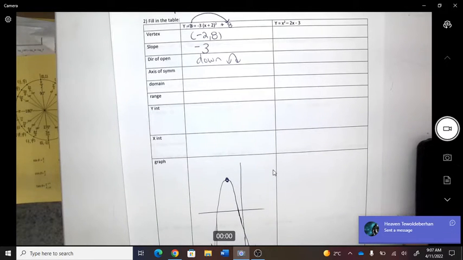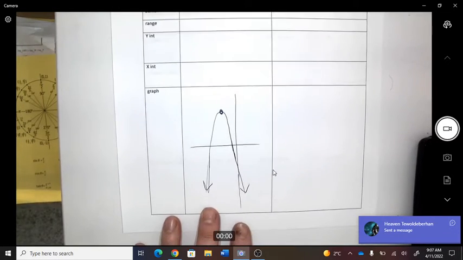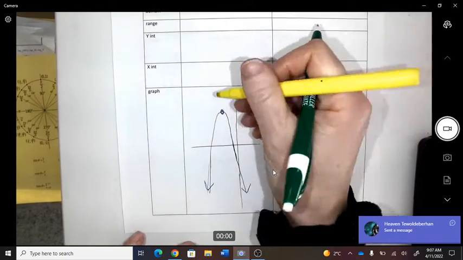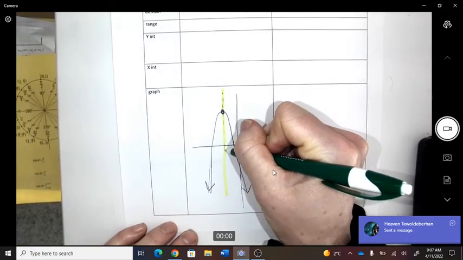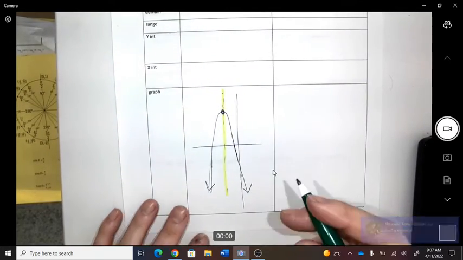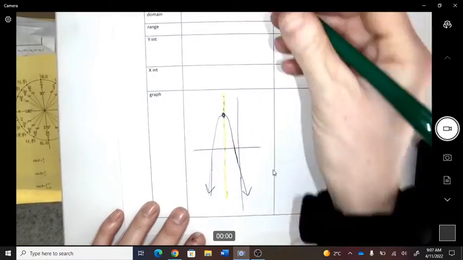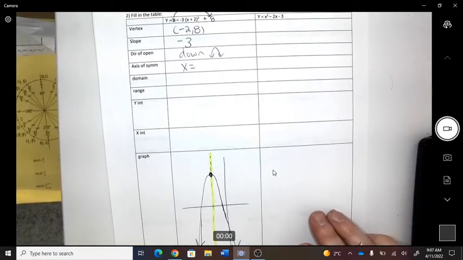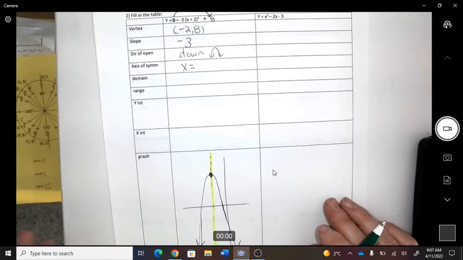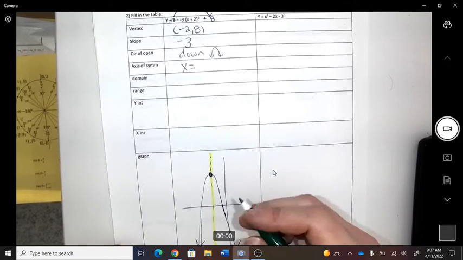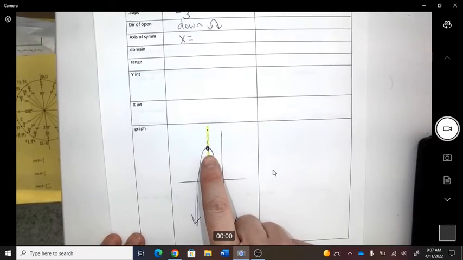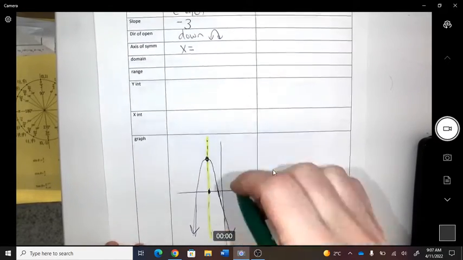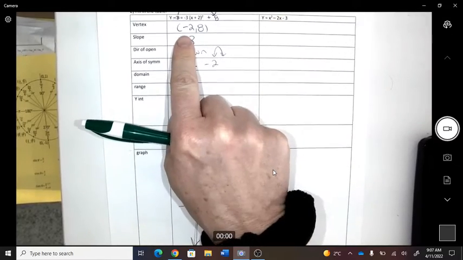Okay, the axis of symmetry. So what's the equation of this line that would cut it down the center like that? So I need an x equals line. So x equals, what x value does it go right through? Does anybody know the x value right here? It should match the x value of that. So -2.